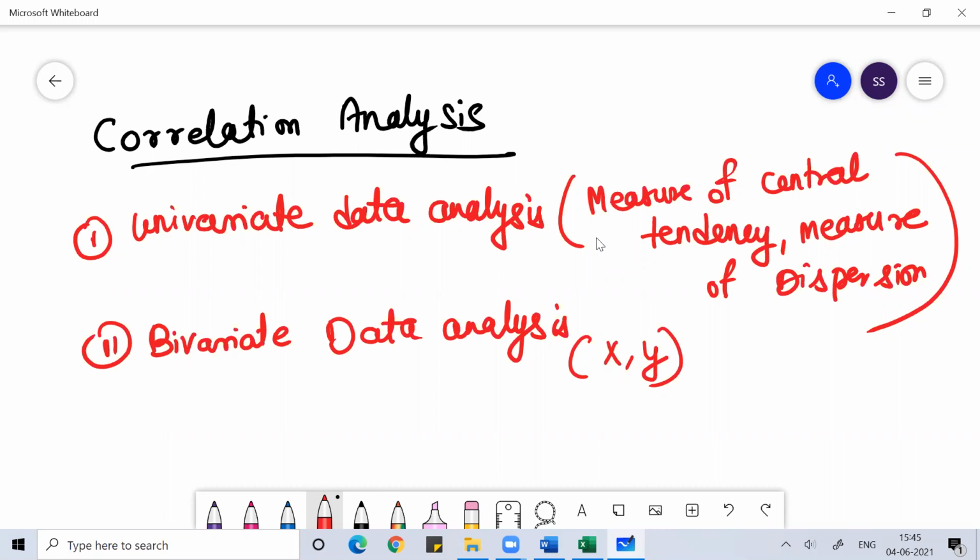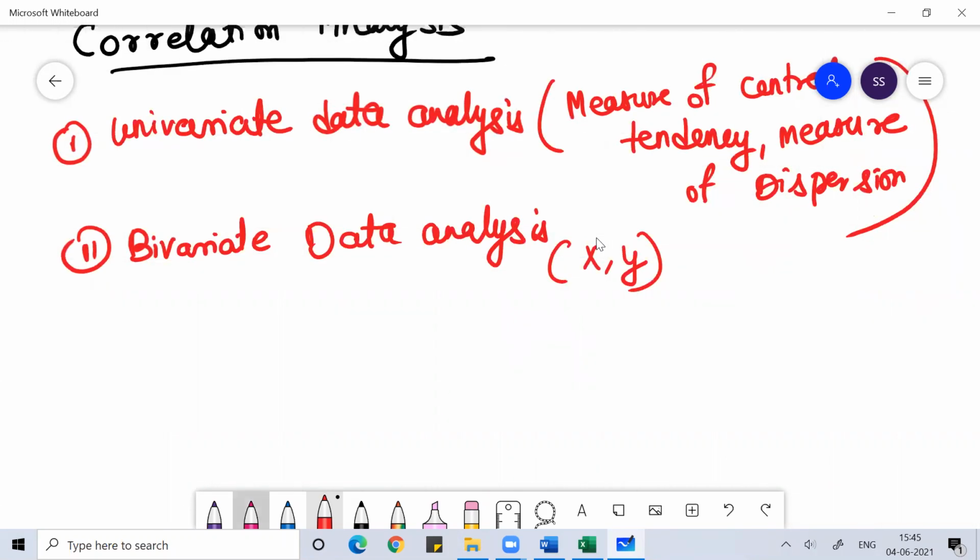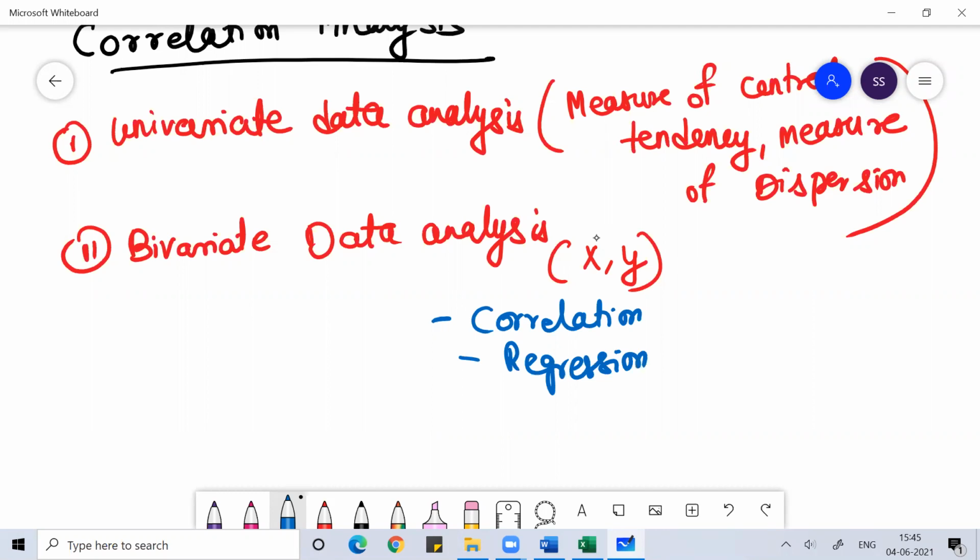Whenever we are trying to do bivariate data analysis, it is basically studied under two heads. One is called correlation and another one is called regression. The tool we use for this analysis, which is based on two variables, is either correlation or regression.